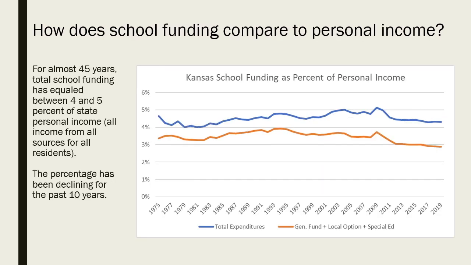While total funding per pupil increased between 1990 and 2009 and dropped slightly since then, school funding as a percent of total personal income has remained between 4 and 5% of incomes of all Kansans. A way of thinking about this is how much of all income of everyone who lives in Kansas is spent on public education. The answer is it has remained between 4 and 5% and has generally been declining for the past 10 years.